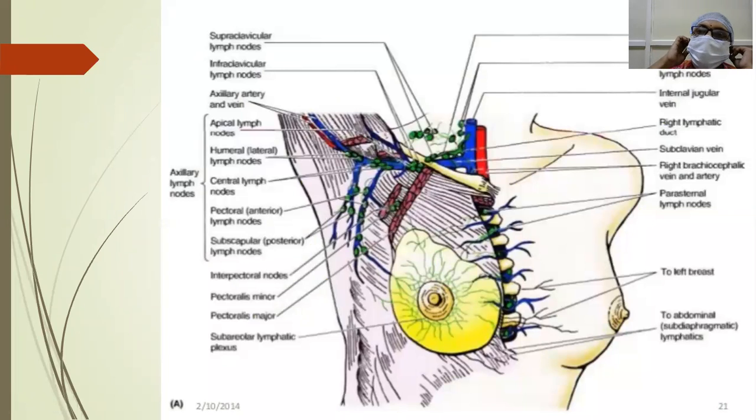So this is a clear picture. Look at the parasternal nodes. These are the supraclavicular lymph nodes. This is a clavicle, right? Supraclavicular and infraclavicular lymph nodes. These are the axillary lymph nodes. They are divided into groups. They are the apical lymph nodes, humeral, central, pectoral, and subscapular.